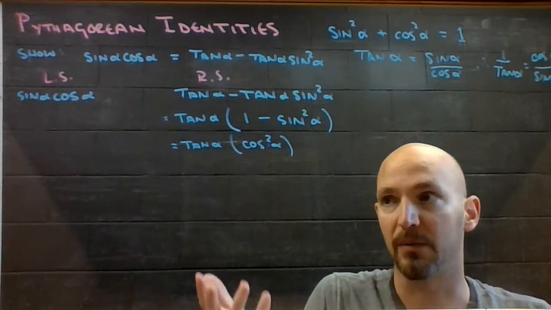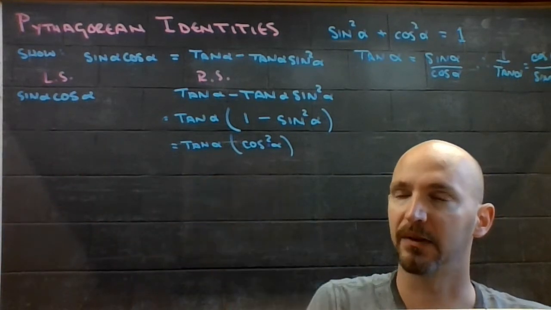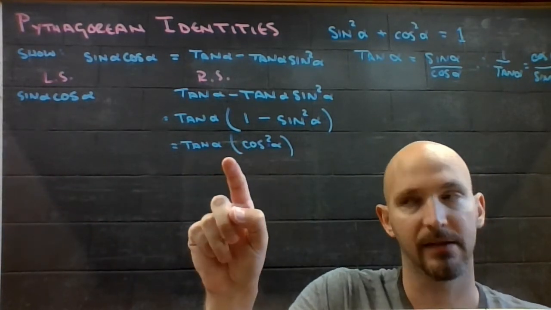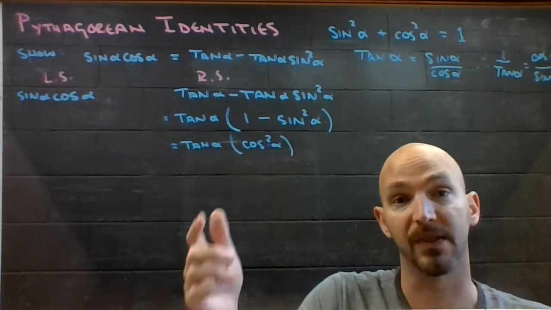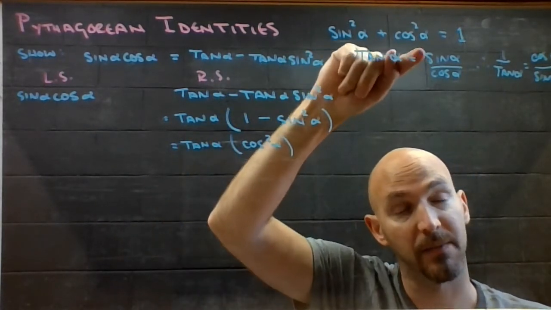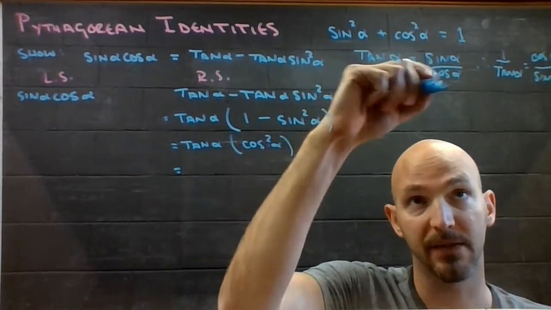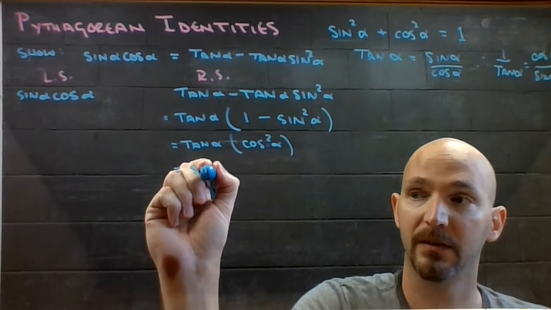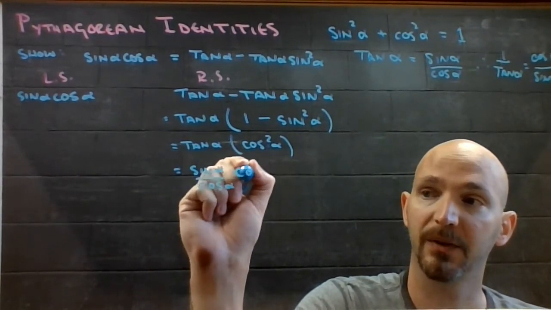So what's different about them? Well, this one has sines and coses, and this one has tans and coses. So I don't want tans, I want sines. So I've got to think if there's a way to turn a tan into a sine, and there is. This Pythagorean identity. So instead of tan, I'm going to use this version. Sine alpha over cos alpha times cos squared alpha.